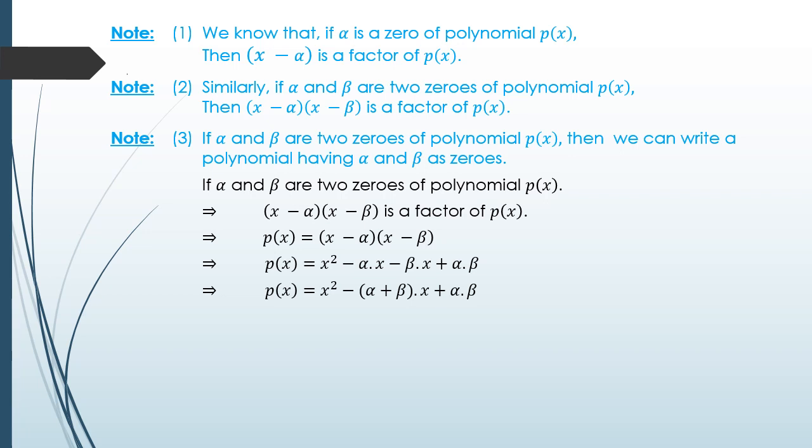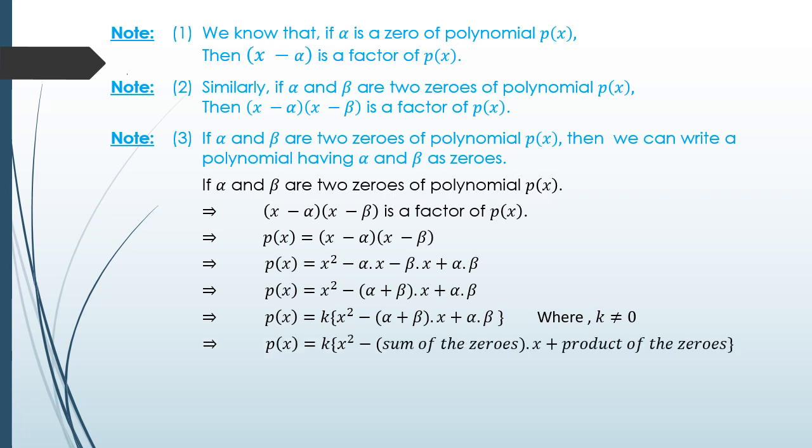So this is the polynomial which we require, and we again have to write that multiple k which we are going to add here. So p of x will be written as k multiplied by x square minus alpha plus beta into x plus alpha into beta, right? So this is the required polynomial where k is not equal to 0. So this is the formula we can say, which will give us the polynomial if we have given the zeros.